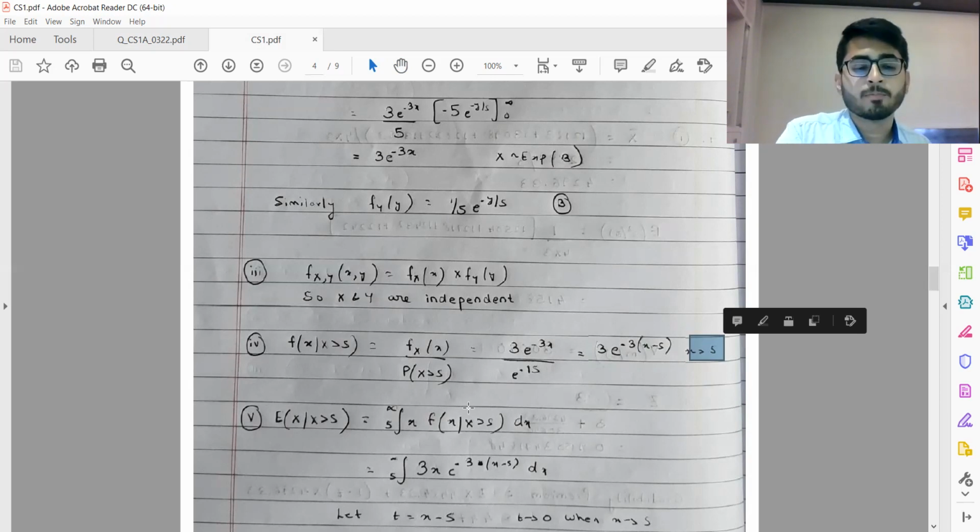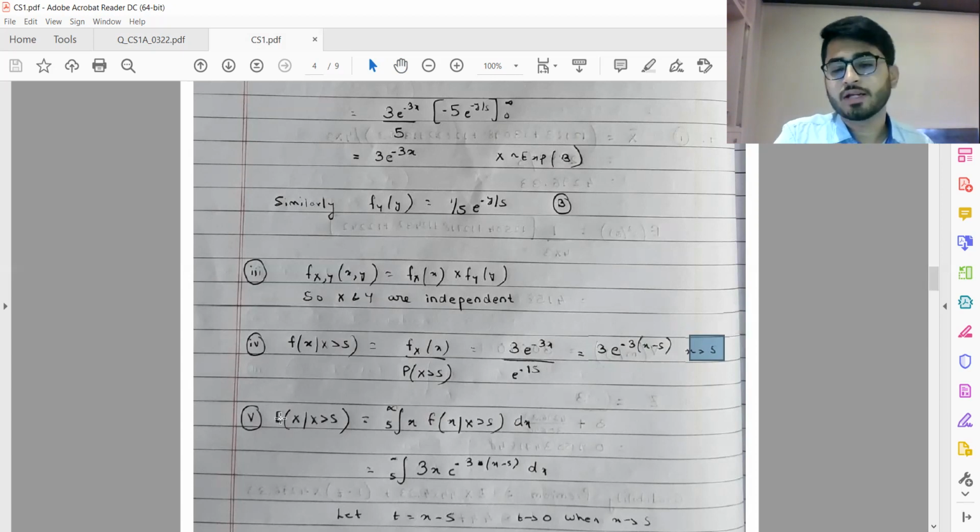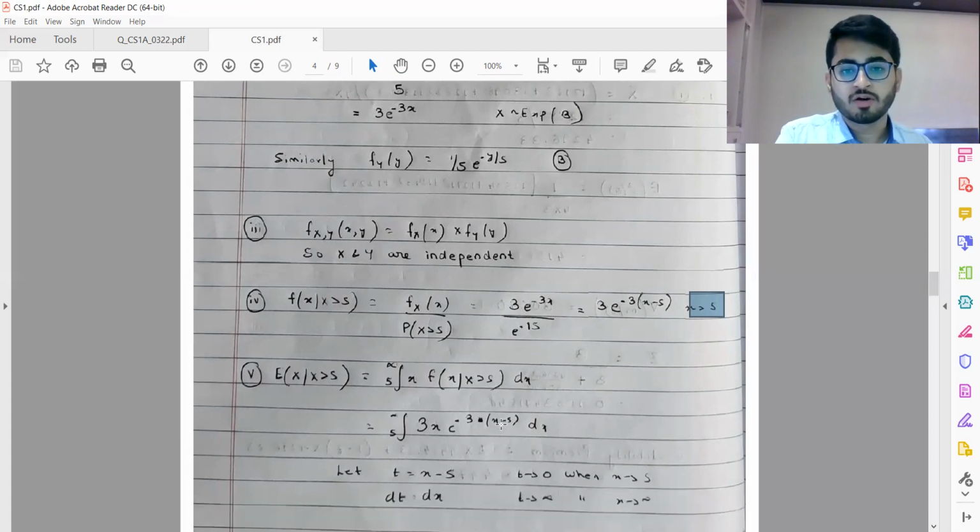Next is finding the conditional expectation of X given that X is greater than 5. We don't directly calculate, but we need to select the most appropriate option. So this is the formula. What we are going to do is apply integration by substitution.